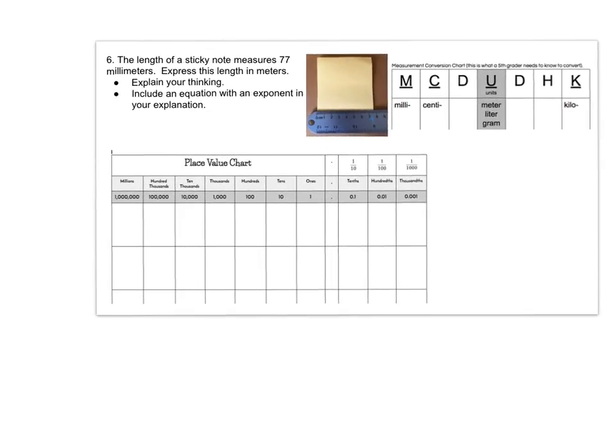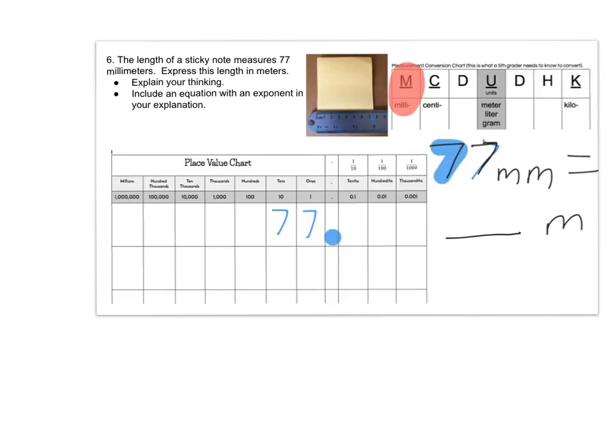You're going to write your 77 in the place value chart like you normally would. 77, which is 7 tens and 7 ones. And we are going from millimeters to meters. So we're going to write 77, let me change the color to black so it's easier to see. 77 millimeters, and we're changing that to how many meters? We're going to look at the millimeters, which are right here, and we're changing it to meters, so we're going to the right 3.